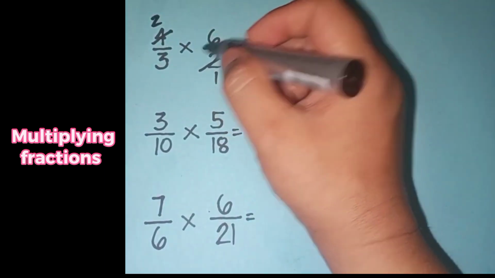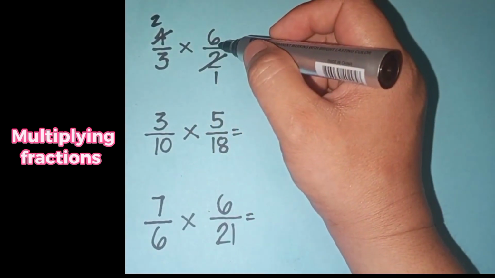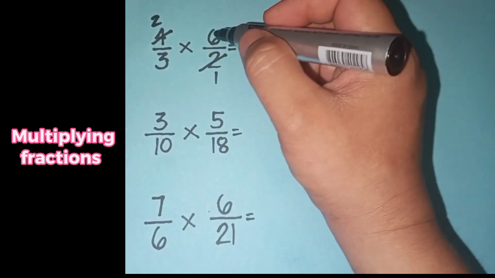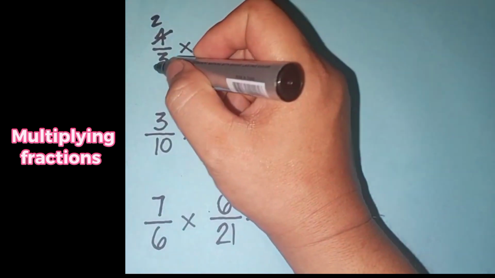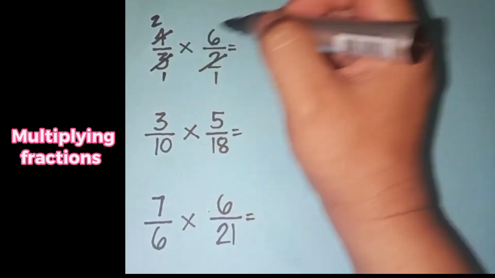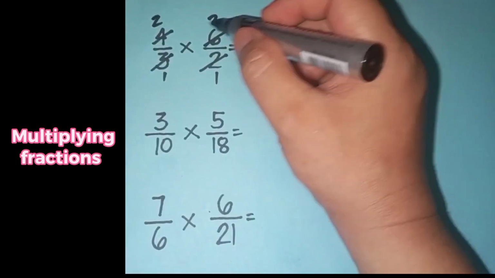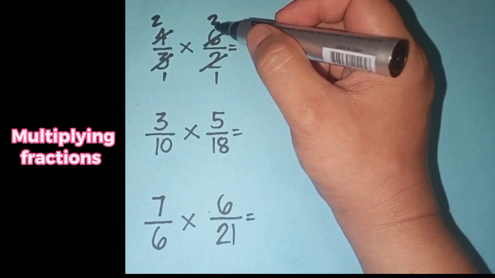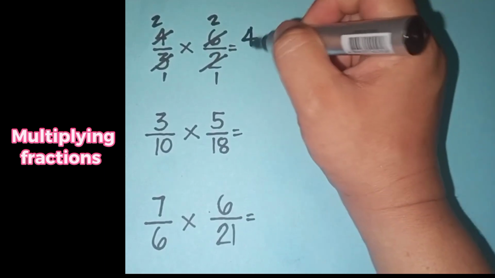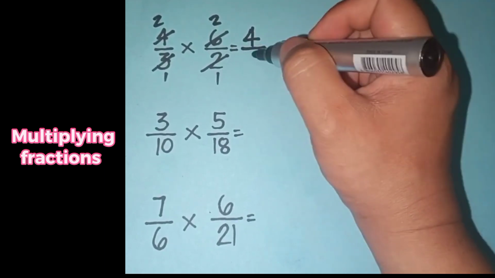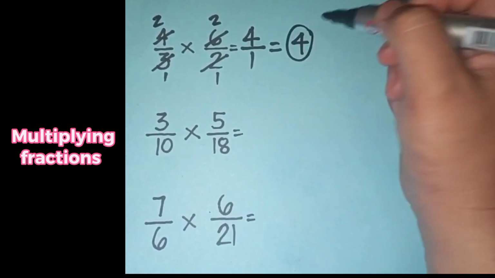And then 6 and 3. What is the GCF between 6 and 3? We have 3 as its GCF. So we divide out 3 by 3 and 6 by 3. How many 3 in 3? That is 1. How many 3 in 6? That is 2. So multiply the remaining factors in the numerator and also in the denominator. 2 times 2, that is 4, over 1 times 1, that is 1. Eventually, we have the answer 4.